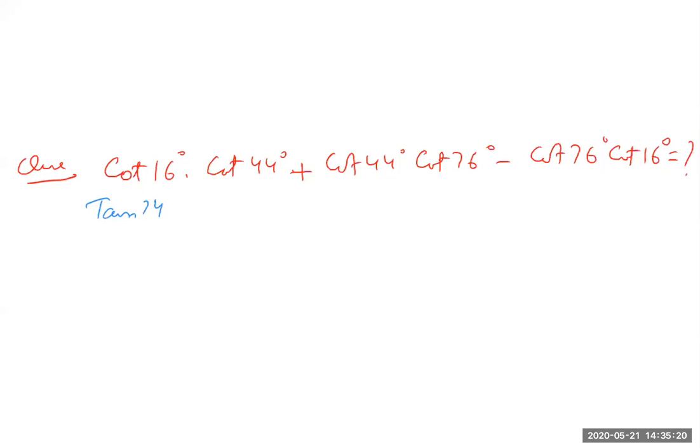Cot 74 into tan 46, like this, plus tan 46 tan 14. This will be how much? 14 minus tan 14 tan 16. 16 will be 74.